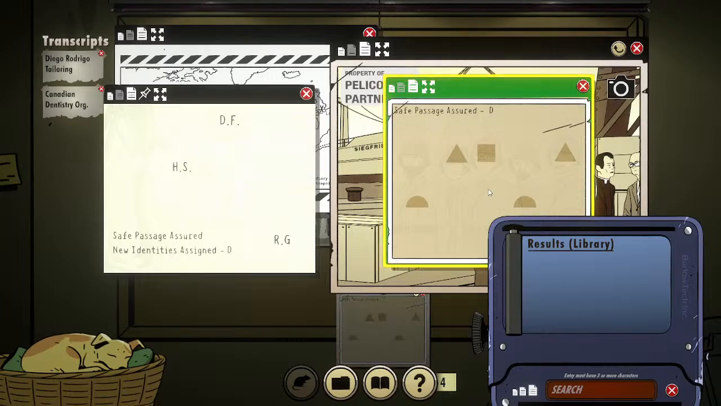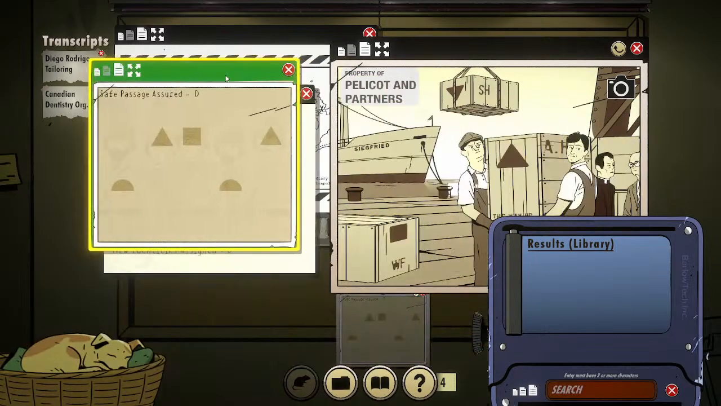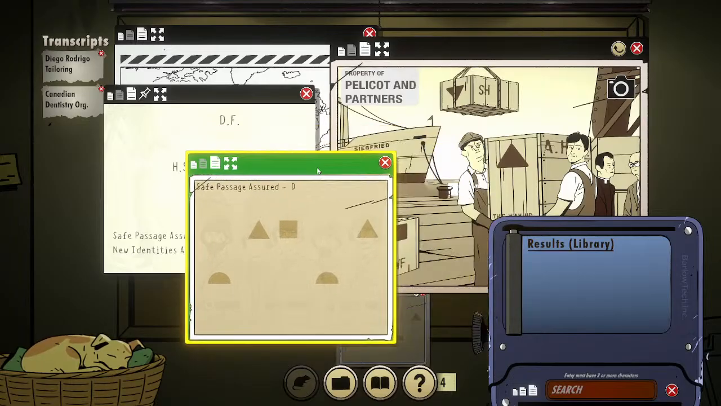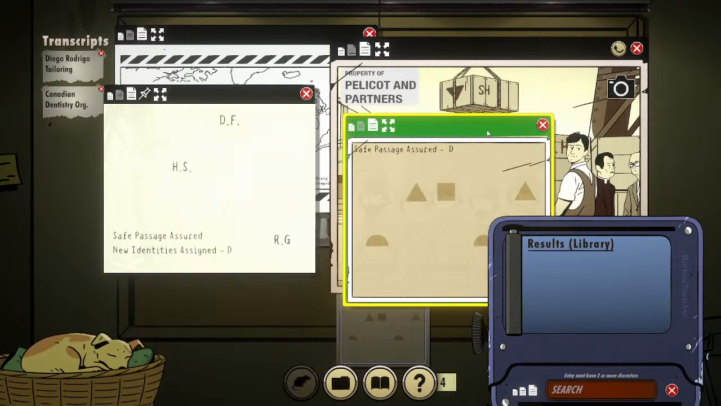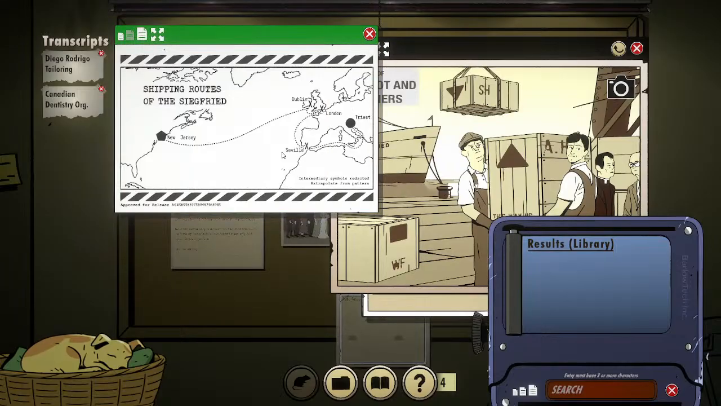Is it for the people in the photos? Because there's five shapes and five people. DF, HS, RG. Are the new identities the initials that are on the boxes? Are these people actually in the boxes? I feel like there's a lot going on here. Shipping routes, intermediary symbols, redacted. Extrapolate from pattern. Oh.